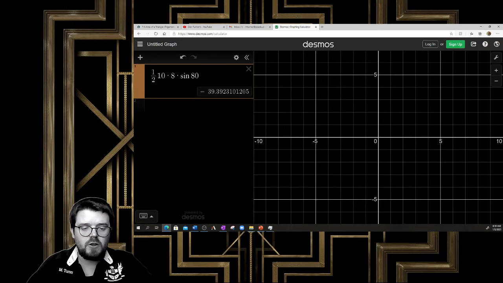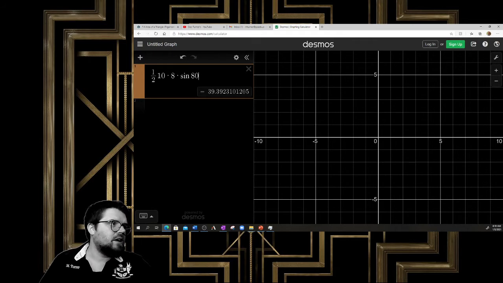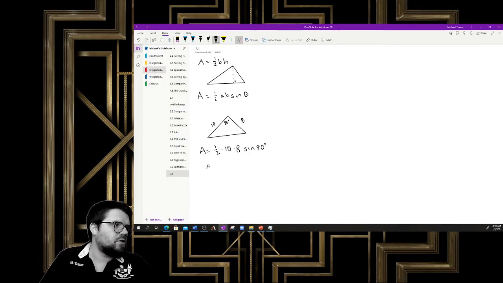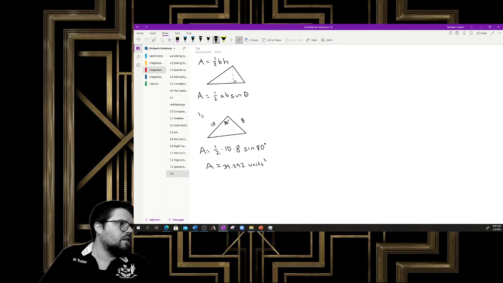Remember to make sure that your calculator is in degree form, not radian form, DEG. That gives me an approximate area of 39.392. And of course, if units are given, then you would want to put your area in that same unit measurement, but squared. So 39.392. That's all there is to it.